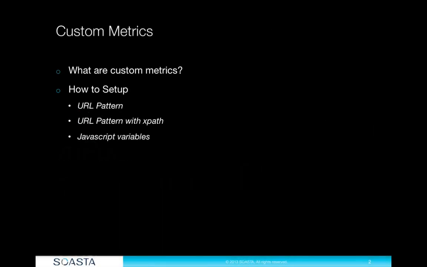So what are custom metrics? Custom metrics are user-defined values that refer to business goals or key performance indicators, such as revenue, conversion, orders per minute, order value. Custom metrics are defined within mPulse in the Configure app, and specifically within the Custom Metrics tab. When we're in the Custom Metrics tab, we have a number of options on how we set these up. We can use a URL pattern, we can use a URL pattern with XPath to extend it a little bit further, and we can use JavaScript variables.